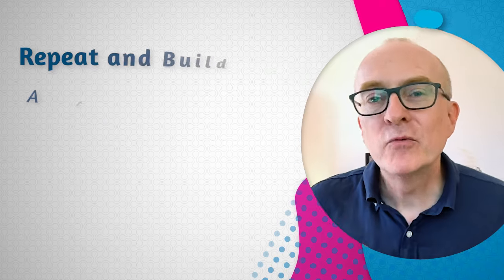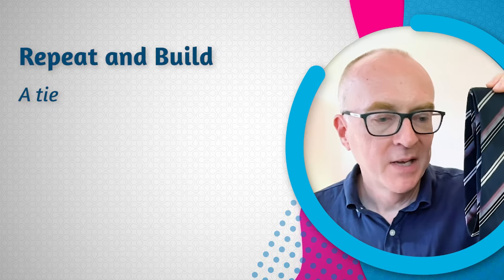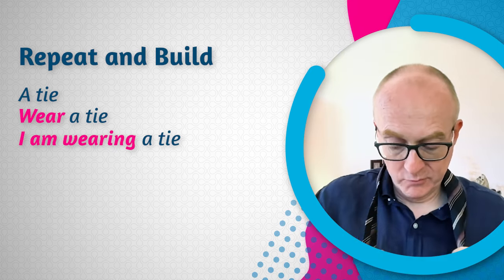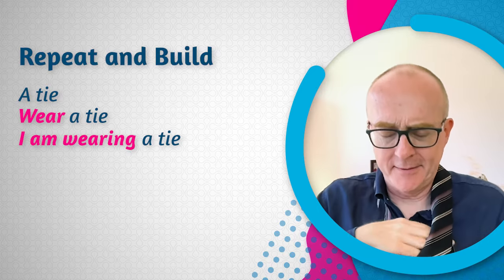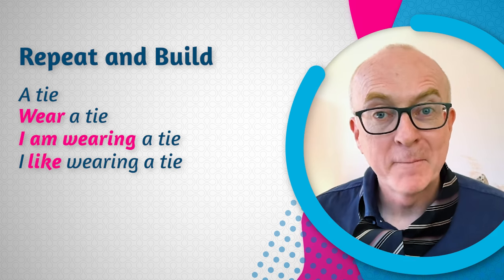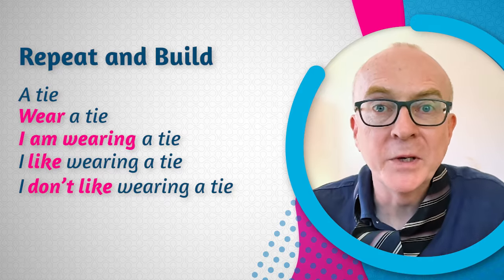Now, if you are a low level, at the beginning, the best thing is just to repeat. Practice by repeating. We talk about a tie. A tie. But repeat and build. So build with common words that go with tie. Wear a tie. I am wearing a tie, for example. I'm wearing a tie. I like wearing a tie. I don't like wearing a tie. Can you see? So we're repeating and building simple sentences.